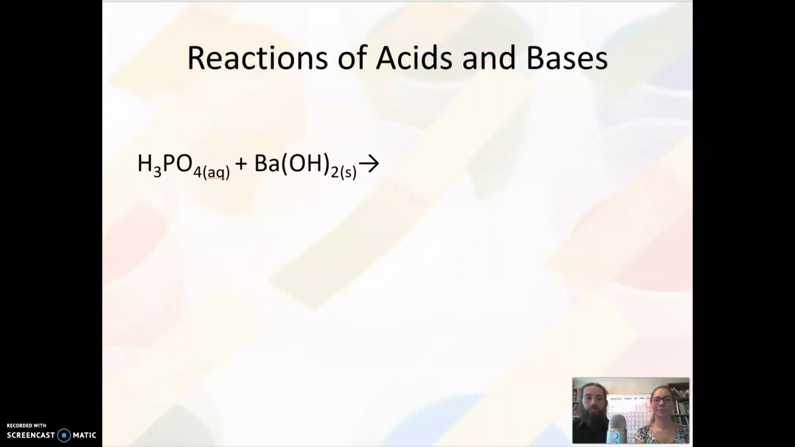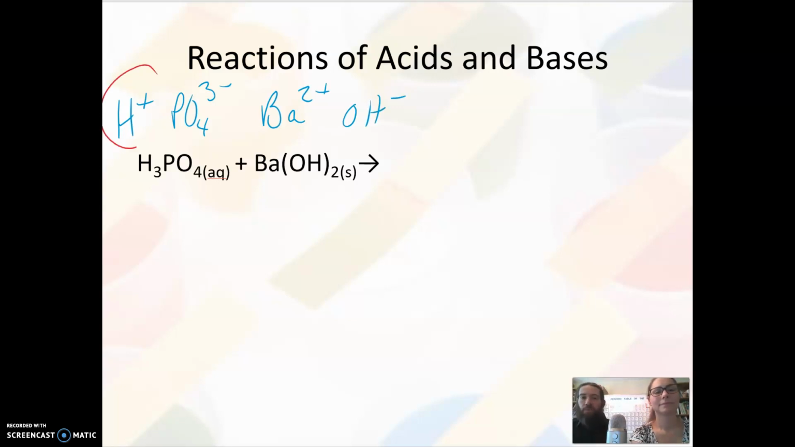We got a reaction here. So I noticed that this compound has an H at the beginning. This is an acid. It's going to donate that proton to the other compound. It's got a hydroxide. That kind of jumps out at me as being a base.